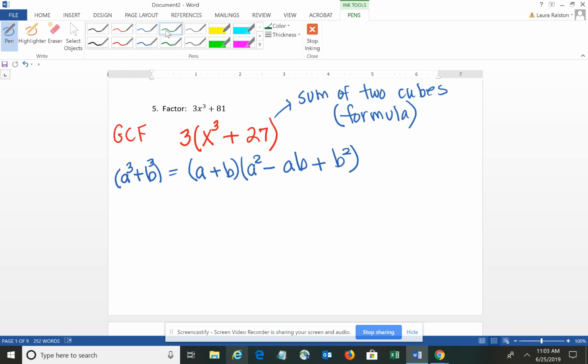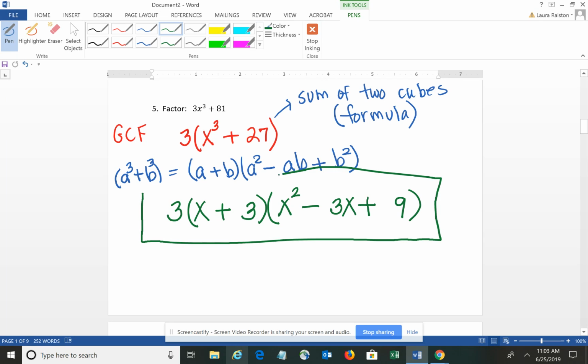So if I continue with this process, the 3 that we factored out at the beginning is still there. Breaking down my cube, to get x cubed, I would have used x. To get 27, I would have multiplied 3 times itself 3 times. So I have x plus 3. Then I square the x, so I have x squared. I square the 3, which is 9, and I multiply them together, which is 3x. And then I have minus and plus. So this is your answer.